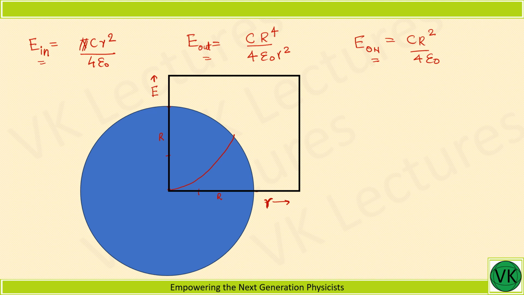So inside it is directly proportional to r squared, so the graph goes like this, and on the surface it is C R square by 4 epsilon naught, which is constant, and once it is outside, it again decreases in the same pattern as it increased. So here in the first case it is directly proportional to r square, and in the second case it is inversely proportional to r square.